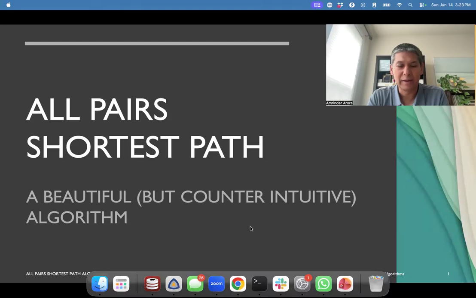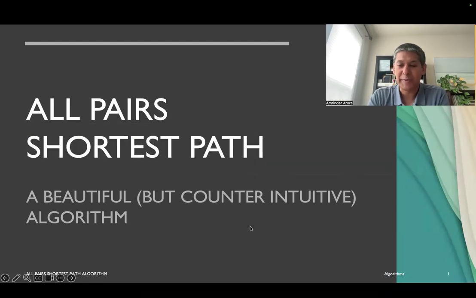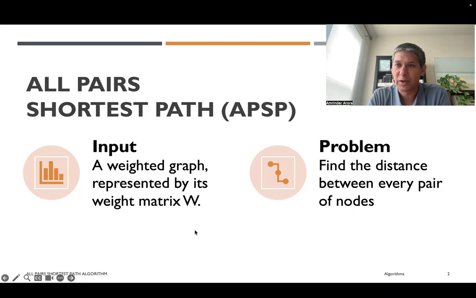So in the all-pair shortest path problem, we are given a graph. It's a weighted graph. That means the edges have weights on them. Those weights are represented by a weight matrix W. Weights can be anything fractional, or double, such as 5 or 7.6, etc. And the problem is that we want to find the distance between every pair of nodes, and hence we call it the all-pair shortest path.